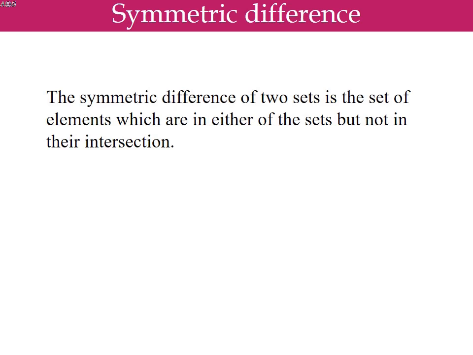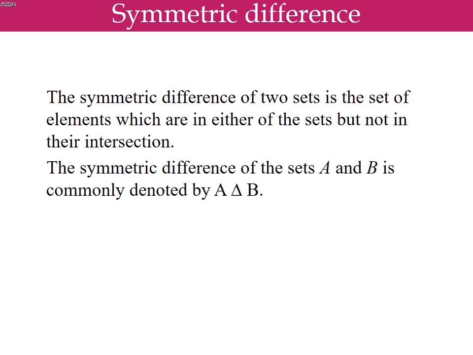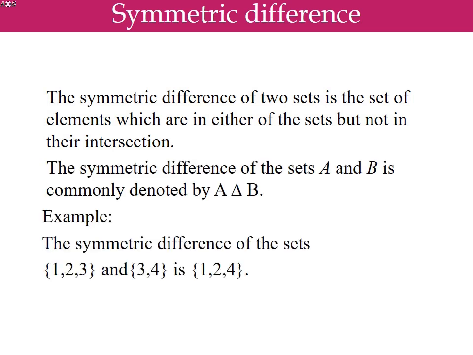And next one is symmetric difference. The symmetric difference of two sets is the set of elements which are in either of the sets but not in their intersection. Suppose if you have not understood clearly, look at the example. Example, the symmetric difference of sets 1, 2, 3 and 3, 4 is 1, 2, 4. That means you simply omit the common element between two sets. That's it. So this is what symmetric difference is. It is indicated by A del B.